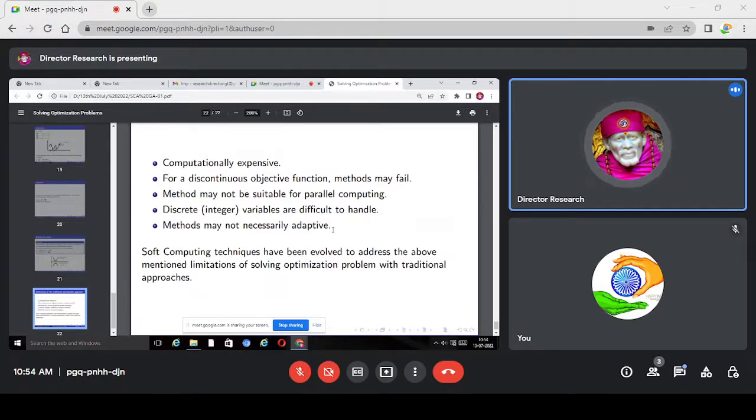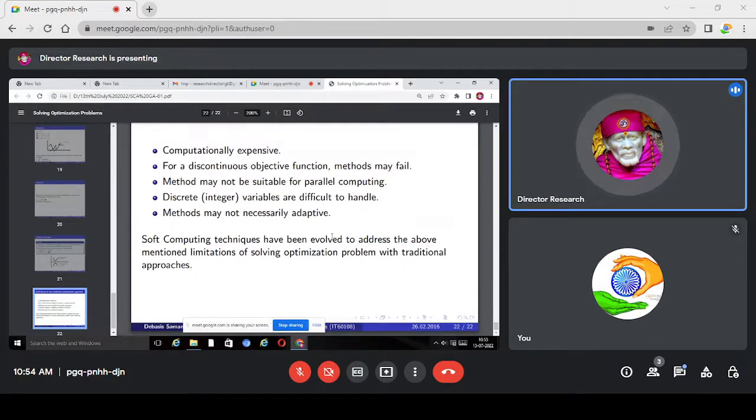The optimization method is computationally expensive. For a discontinuous objective function, methods may fail. The method may not be suitable for parallel computing. Discrete integer variables are difficult to handle. Methods may not necessarily adapt to some computing techniques. Soft computing techniques have been evaluated to address the above limitations. I mentioned the limitations of solving optimization problems with traditional approaches.